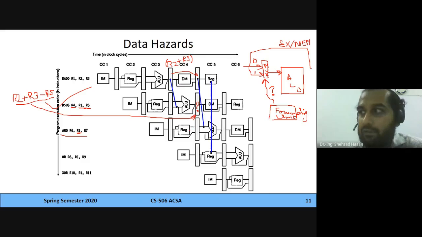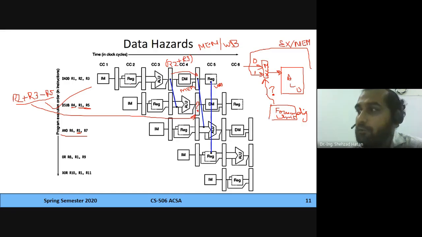But we don't need this value. We need R2 plus R3's value, which is over here, not in the EX-MEM pipeline register, but in the MEM/WB pipeline register. This value is available in MEM because this stage is the MEM stage and this stage is the write back stage. So this register would be called the MEM/WB pipeline register. So we have this value that we need for R1 not in the EX-MEM pipeline register, rather the MEM/WB pipeline register.